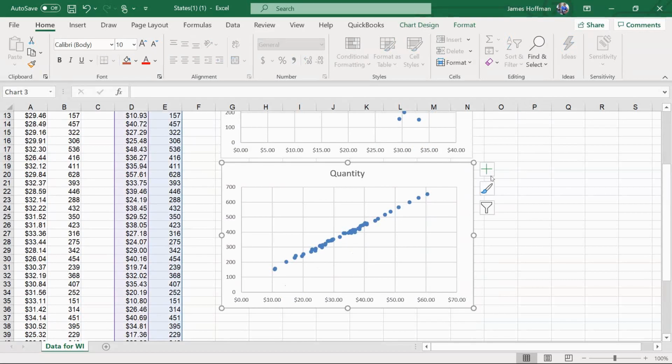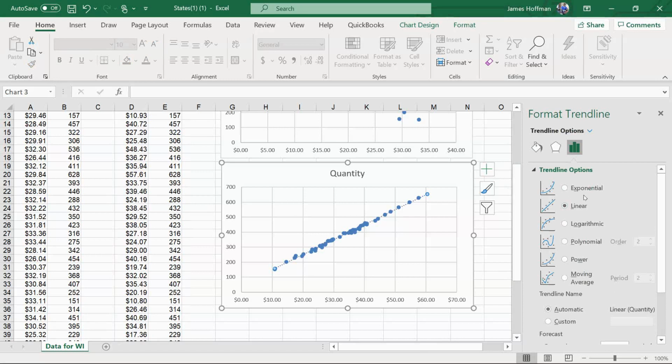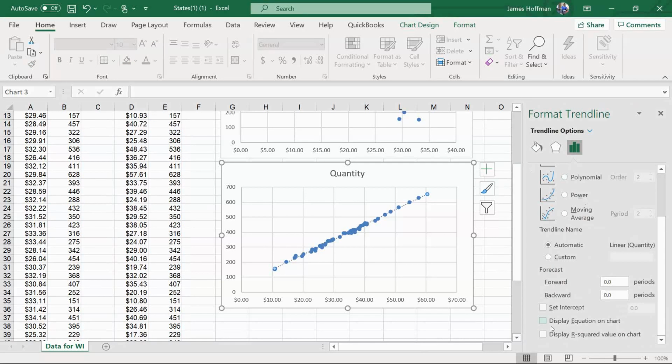So click on this one, chart elements, trend line, arrow, and you want the linear trend line with display equation on chart. There you go.